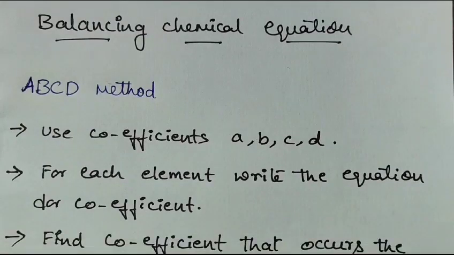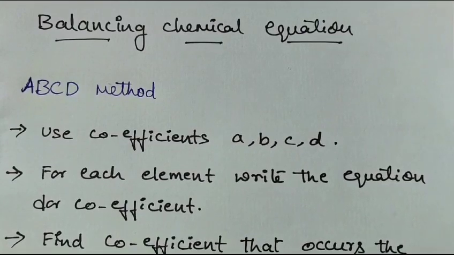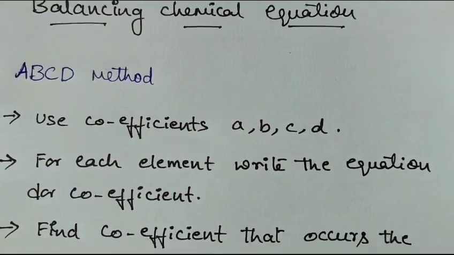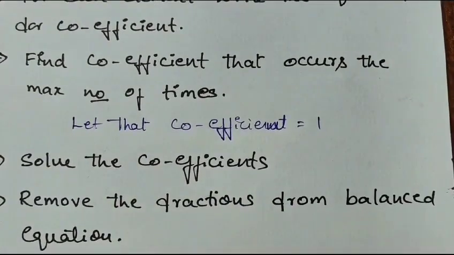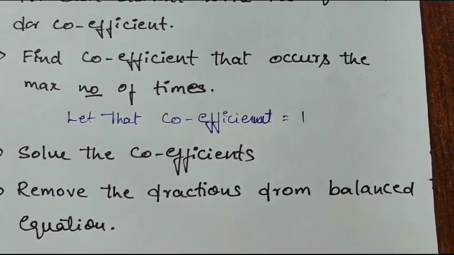What is the next step? The next step is to find out the element which has the maximum number of coefficients, and we need to consider that as equivalent to 1. Next, we need to solve the coefficients, and one of the last steps to be considered is to remove the fractions from the balanced chemical equation. In chemistry, fractionized equations are not to be considered or valued, so we need to remove the fractions from the balanced chemical equation. Now let us go with the example.